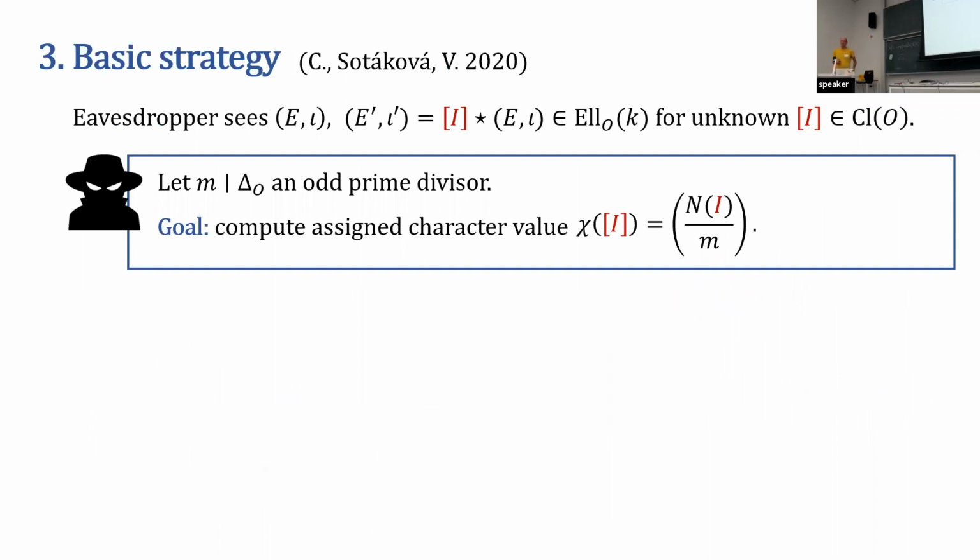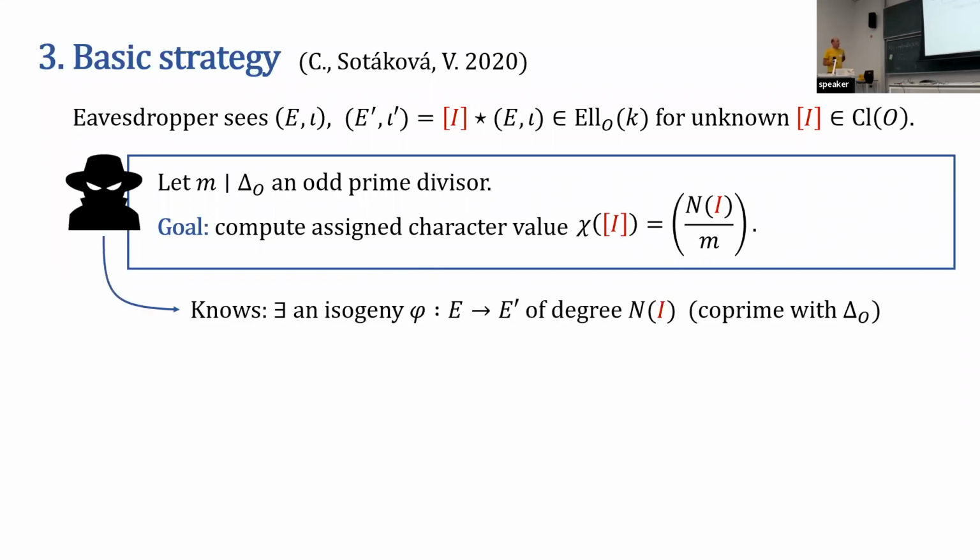Okay, now what is the strategy for attacking decisional Diffie-Hellman? So an eavesdropper sees E iota and another oriented elliptic curve E prime iota prime, and he knows that this oriented elliptic curve is obtained from E iota by acting with some unknown ideal class. And so in terms of these assigned characters, the goal is to compute the Legendre symbol of the norm of I over M without knowing I. And the inputs that he has is that there exists an isogeny from E to E prime of this degree norm.